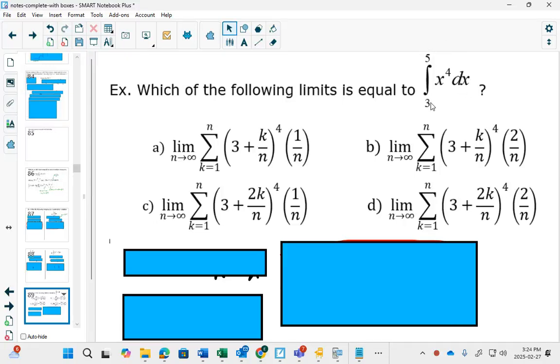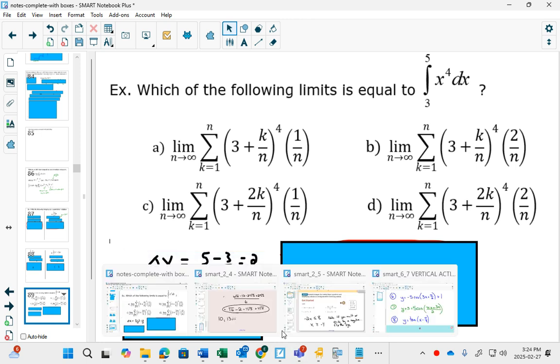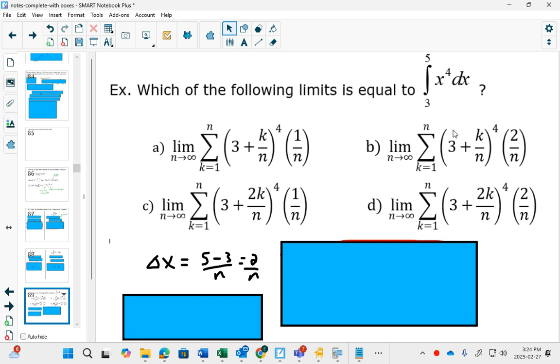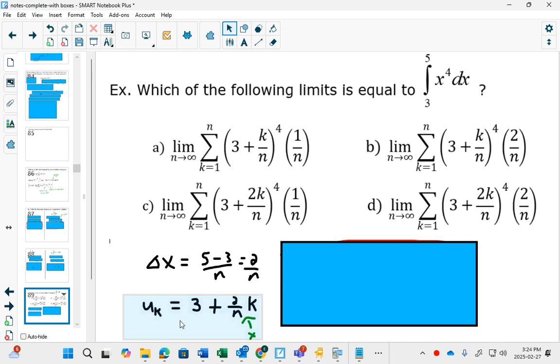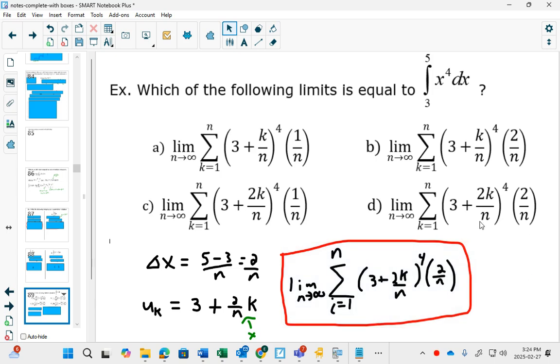So, did you notice that this distance was 2? So it made me think B and D right away because it had the 2 over n, not A and C. So there's our change in x. The part that gets plugged in needs to be your a value plus your change in x multiplied by some variable. They're using k. Did that throw you off? Are you okay? That wasn't an i? So then your general term looks like this. Which one matches up? It is D.